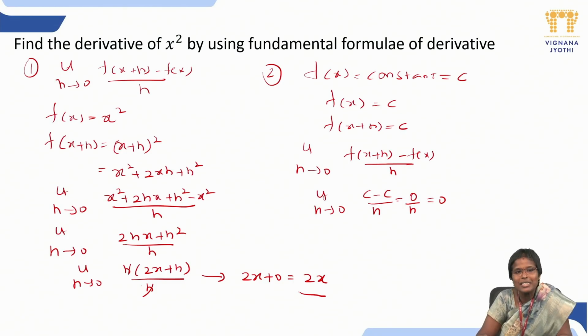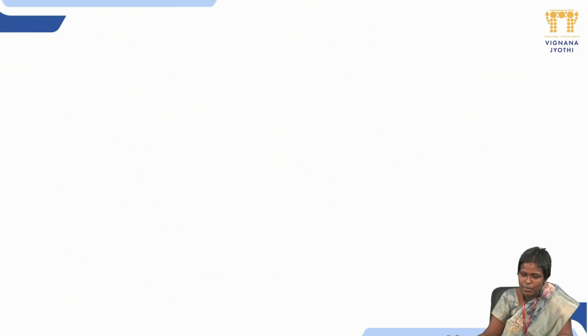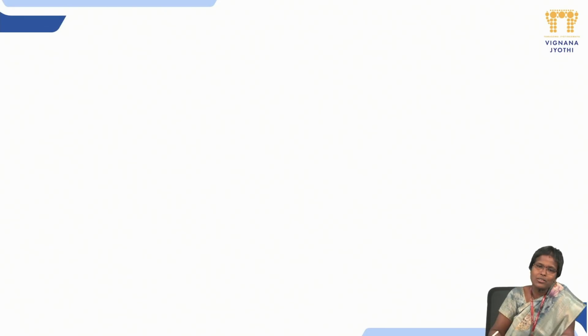If you know the basic thing, that is, what differentiation is and what the fundamental formula of derivative is, then with this single formula we can find any function's derivative. But it takes us a little bit of time. So, we got that the derivative of f of x equal to x square is 2x, and the derivative of any constant function is 0.